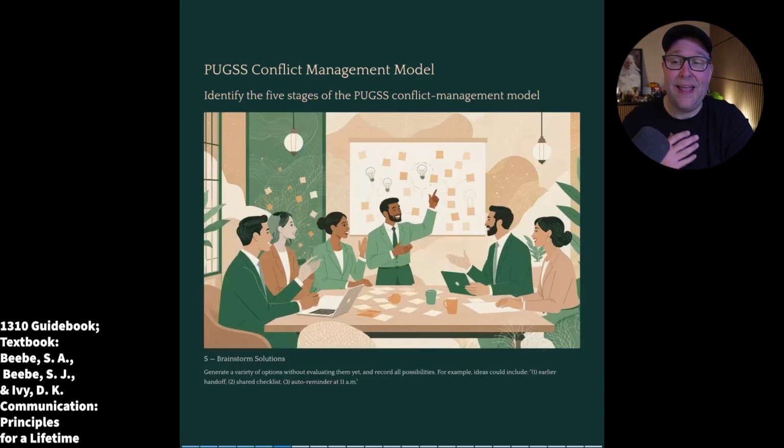Anything else? In the first S, we brainstorm solutions. We generate a variety of options without evaluating them yet and record all possibilities. For example, ideas could include 1, earlier handoff, 2, shared checklist, and 3, an auto reminder at 11 a.m.